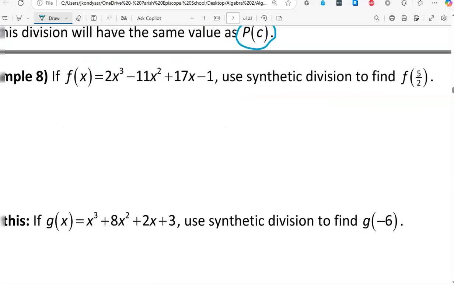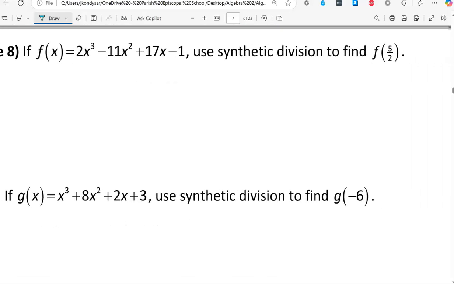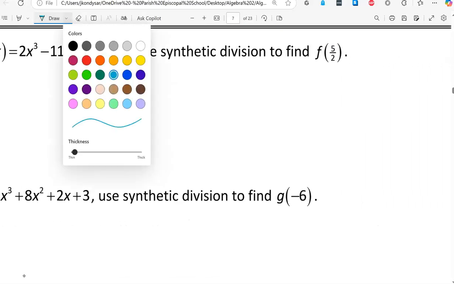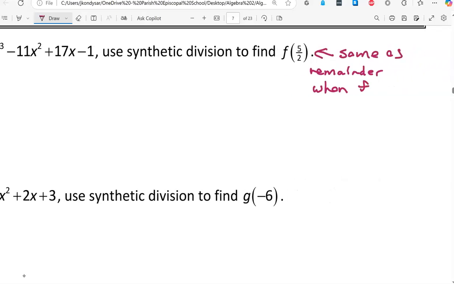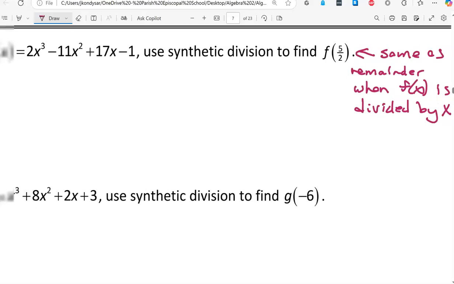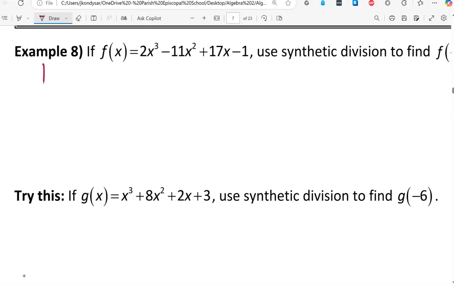So this is going to be important to us. If we want to use synthetic division to find f of 5/2, that's going to be the same thing as the remainder when the function f of x is divided by x minus 5/2.